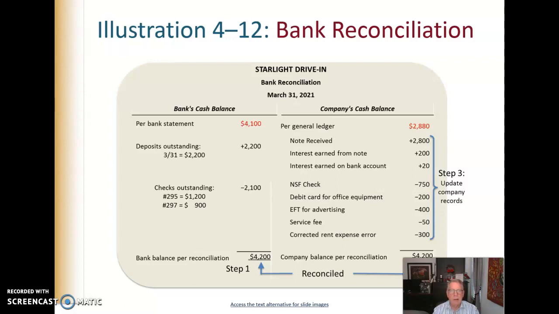So then we have our debit card for office equipment, $200, electronic funds transfer that the sales department used for advertising, service fees that the bank charged us for $50, and then we corrected the rent expense errors, and as you see, the adjusted balance per the company's books was $4,200, which matches the adjusted bank balance per the reconciliation.